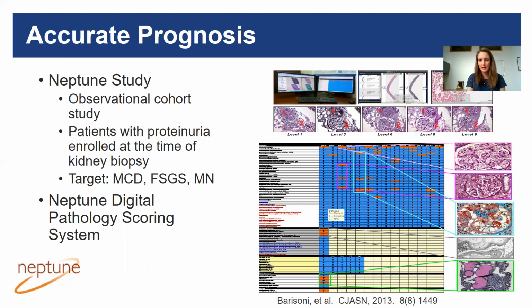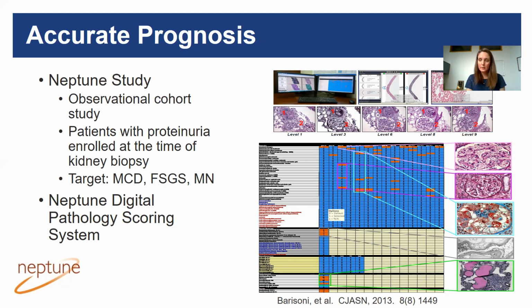So every Neptune biopsy is converted into a digital whole slide image. And the pathologists go through and annotate each glomerulus at each level. So you can identify glomerulus 1 at each level of the biopsy. And then they go through and score each individual glomerulus for a range of features and mark whether that feature was present or absent at any level of each glomerulus.